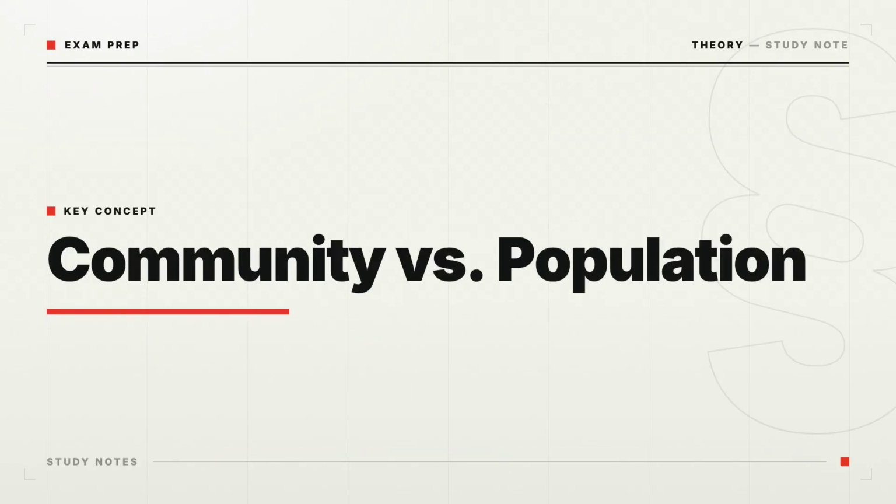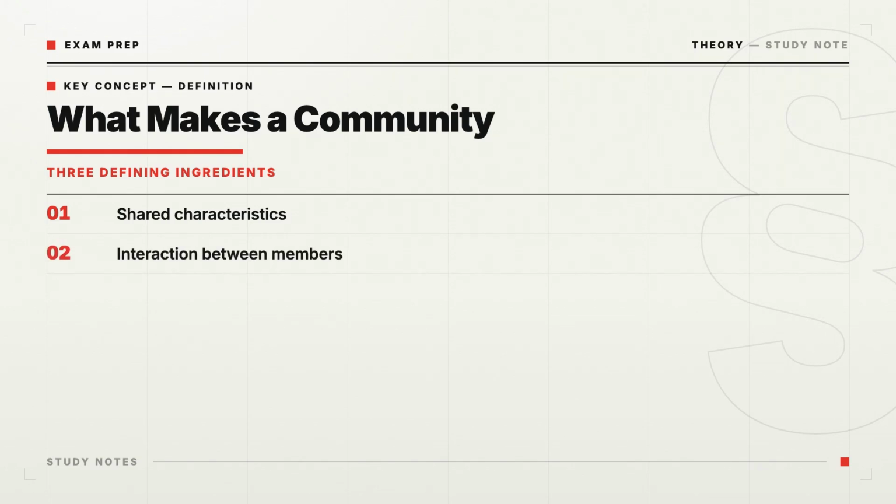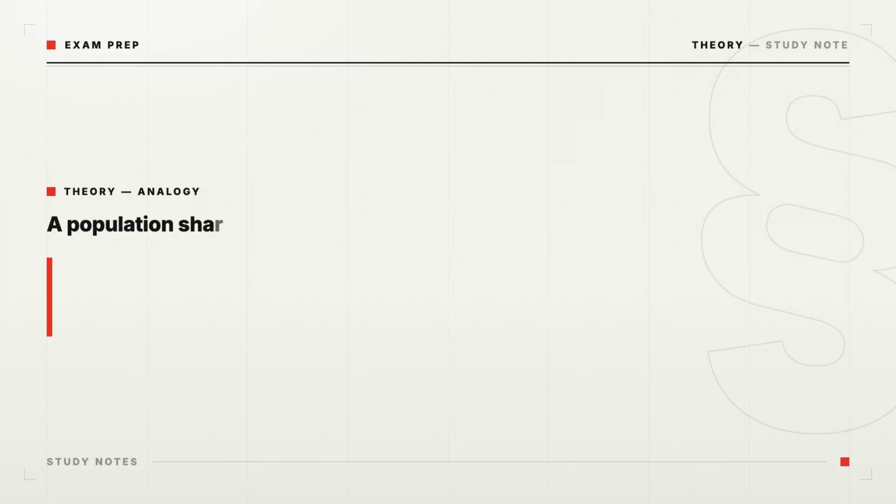In everyday speech, community gets used for almost anything. The medical community, the online community, even car owners who share a brand. But in this material, the word has a precise meaning, and that precision is exactly what gets tested. A community is a group who share something in common and actually interact with one another. The key ingredients are shared characteristics, interaction, and usually proximity, but the word doing the real work here is interaction.